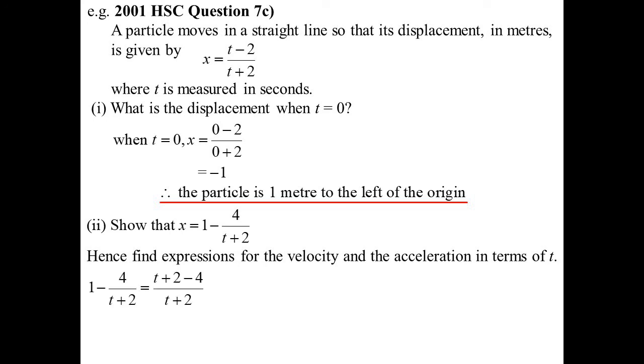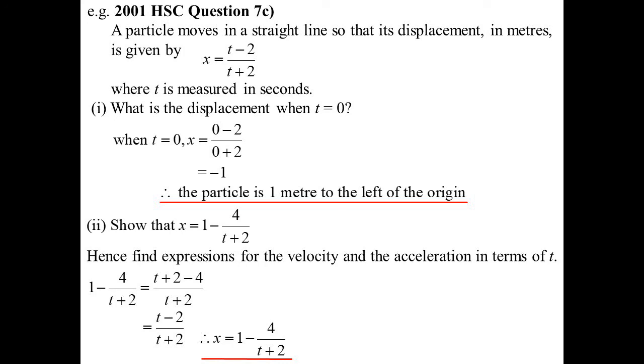Oh, okay. Well, x is t minus 2. So there we go. Combine it all into one fraction, and what do you know? I get t minus 2 on t plus 2. But then, hence find expressions for velocity and acceleration. So I guess what they were doing is giving everyone a real big hint.